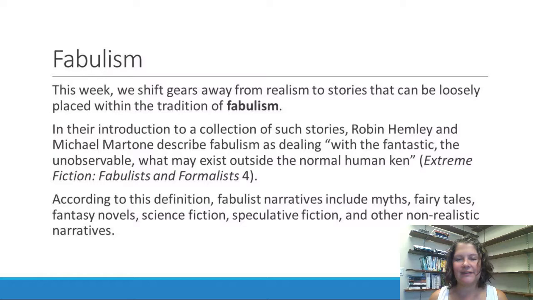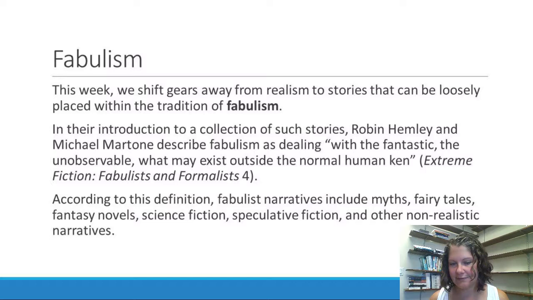This week, however, we're going to shift gears away from realism to stories that can loosely be placed within another tradition, and that tradition is sometimes called fabulism. In their introduction to a collection of such stories, both Robin Henley and Michael Martone describe fabulism as dealing with, quote, the fantastic, the unobservable, what may exist outside of the normal human ken, end quote. So according to this definition, fabulous narratives include things like fairy tales, fantasy novels, science fiction, speculative fiction, and any non-realistic narrative. So any narrative that has some aspect of it that doesn't seek to replicate typical human experience.